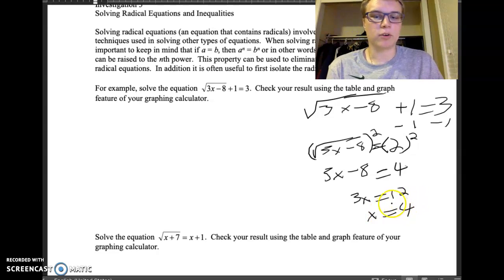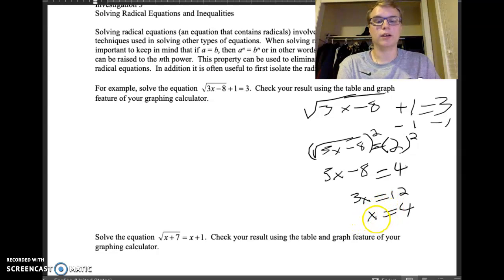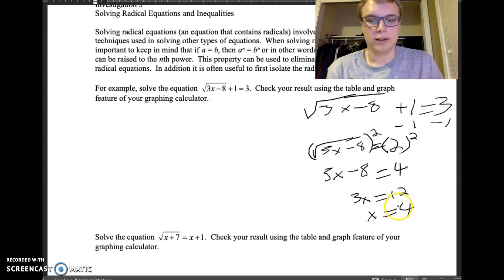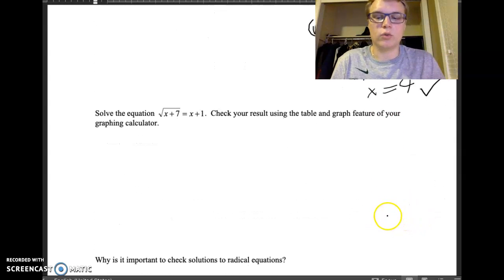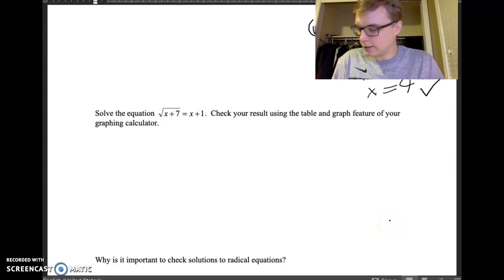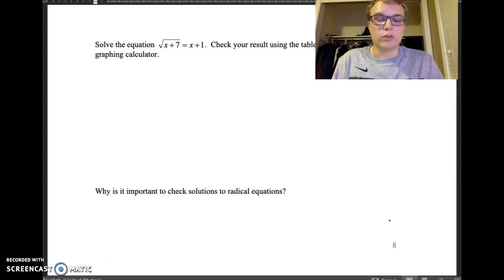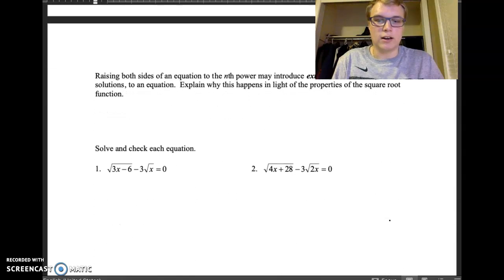And if we remember from when we looked at this graphically and on the table, 4 is our solution. So this does check out. Okay. I'm not going to do the same for the second one, but if you want to do it on your own to prove to yourself that it does work, then you can go ahead and pause the video and do that. If not, I am just going to go ahead onto the next page.